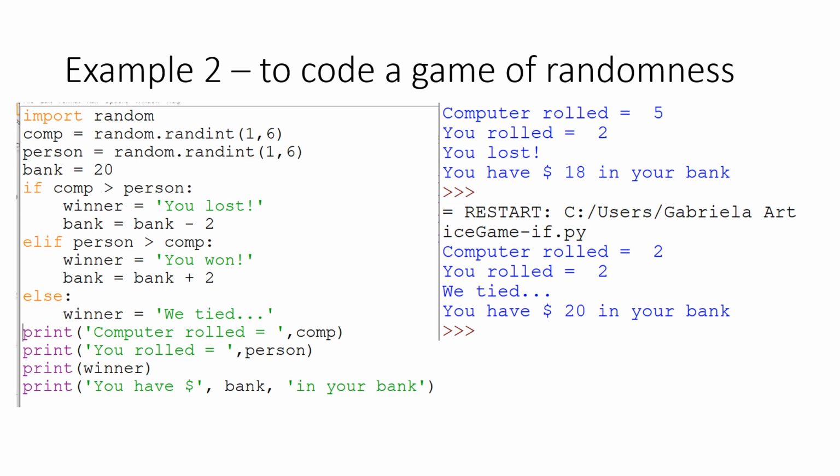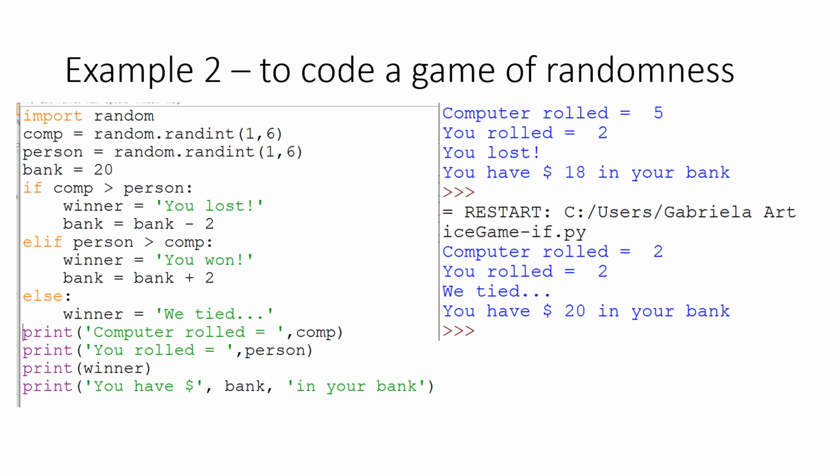And when I run it again, unbelievably, I got a tie, so 2 and 2. So we tied is what is displayed, and then the money stays intact. So somebody asked me when we had the online meeting if we could rerun the program using the updated value of the bank. And yeah, you could.